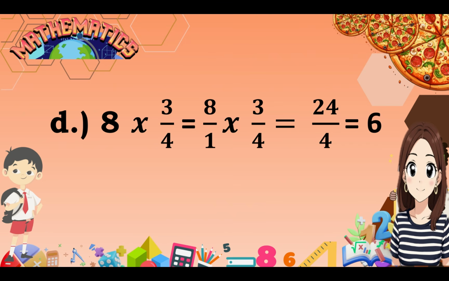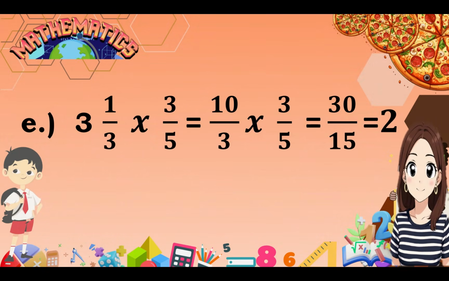Letter D. 8 times 3/4 equals, remember that a whole number has a denominator of 1. So we write it in a fraction form. We'll have 8 over 1 times 3/4. Then 8 times 3 equals 24. 1 times 4 equals 4. Improper fraction, divide the numerator by the denominator. So we have 24 divided by 4 equals 6, a whole number.